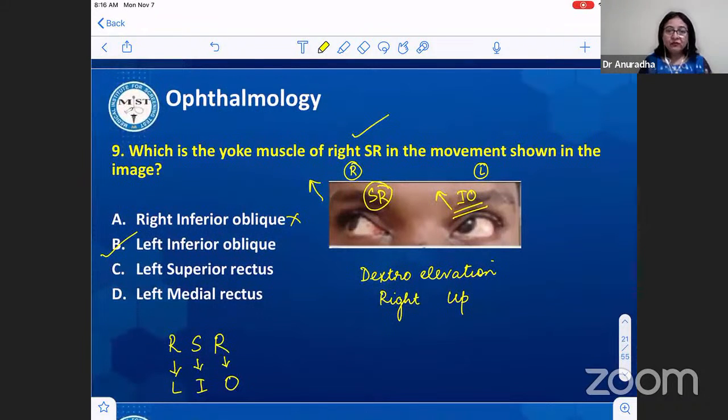So you have to see that if it is dextroelevation, please listen here carefully for a minute, beta. If there is dextroelevation, that is the right eye in the up direction, right and up direction, on the right side it will be the rectus muscle acting. And on the opposite side, it will be the inferior oblique muscle acting.